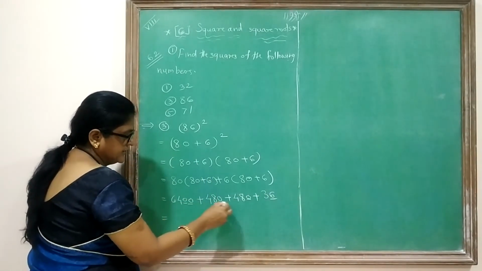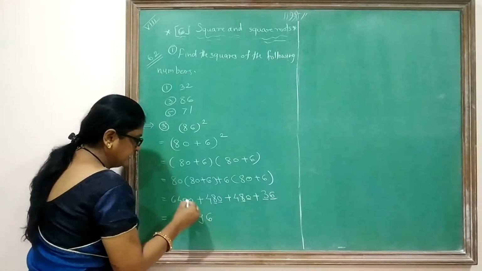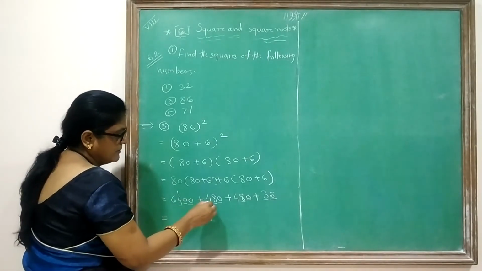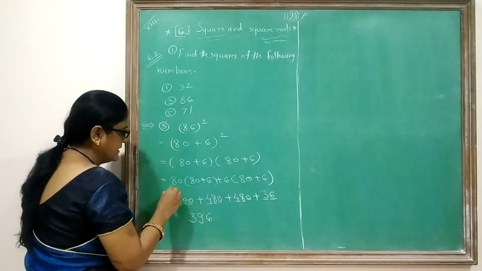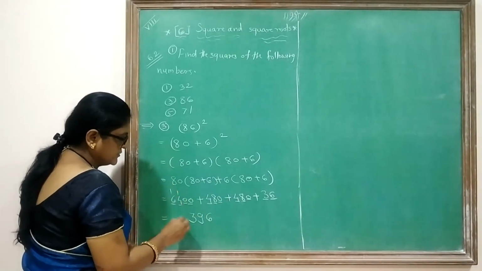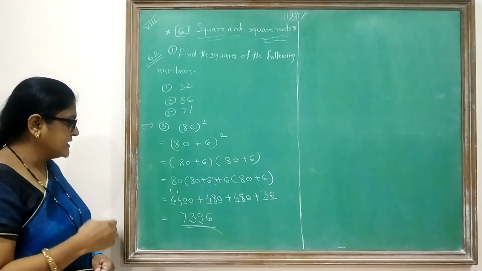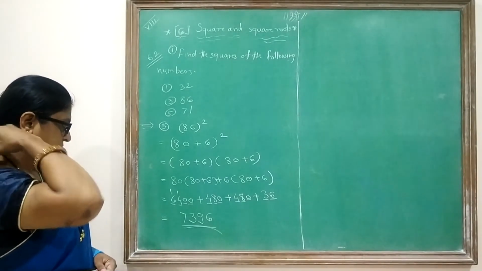0 plus 8, 8 plus 8 is 16, 16 plus 3 is 19. Then 1 is carried. Then 4 plus 1 is 5, 5 plus 4 is 9, 9 plus 4 is 13. Then 3, then 1. And here 6 plus 1 is what? 7. And your final answer is what? 7396. Your final answer is 7396.